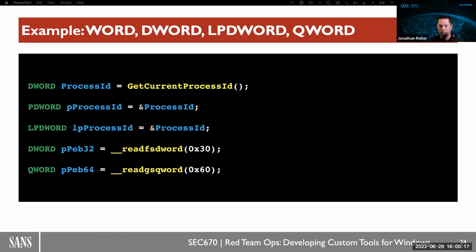All right, just a little example of how you can use some of those data types. For those familiar with getting a pointer to the PEB, we have these intrinsics where we can read offsets into segment registers so we can get a pointer to the PEB. And based on 32-bit or 64-bit architectures, you would use the FS segment register or the GS segment register.